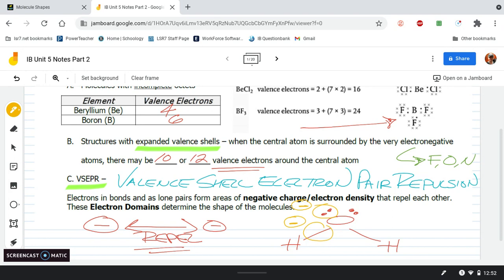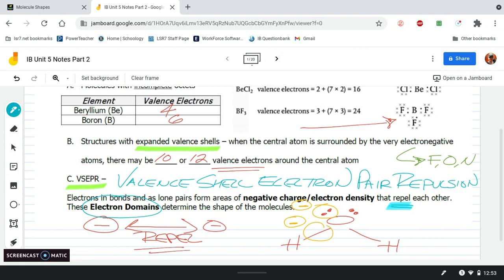And here it is, they repel each other. They don't like each other. They want to get away from each other. Just like a negative magnet, they repel each other. And so these electron domains determine the shape of a molecule.